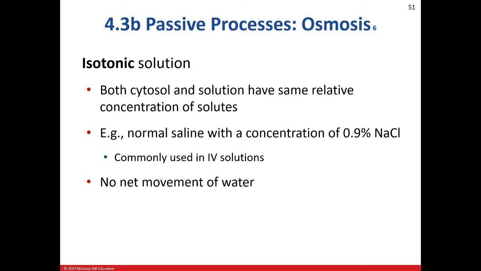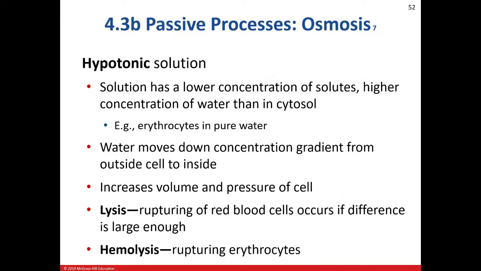This is a commonly used IV solution. It is isotonic. A hypotonic solution has less solute in it than the cell does, okay? And in this case, where's the water going to go? It's going to go from the surrounding fluid into the cell, and then the cell is going to swell up. I had a teacher a long time ago say it would swell up like a hypo, right? And it may burst. Lysis is a rupturing of the cell, especially red blood cells. Hemolysis is the rupturing of red blood cells or erythrocytes.